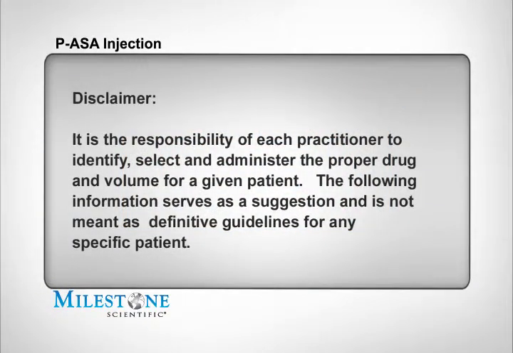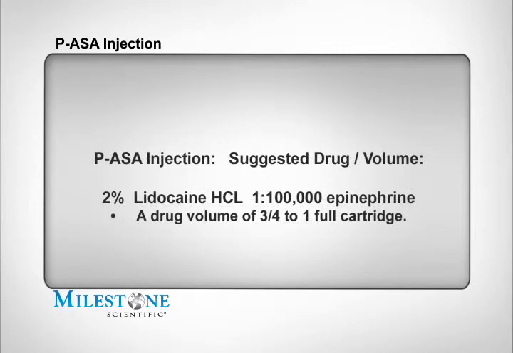It's the sole responsibility of each practitioner to identify, select, and administer the proper drug and volume for a given patient. The following information serves as a suggestion and is not meant as definitive guidelines for any specific patient. The suggested drug and volume for the P-ASA injection is 2% lidocaine HCl, 1:100,000 epinephrine.